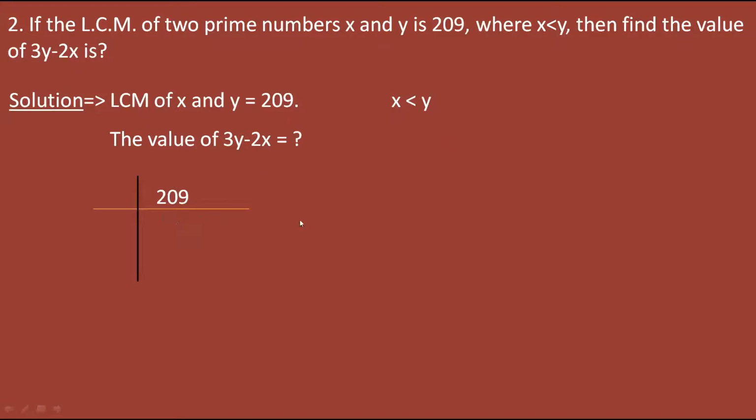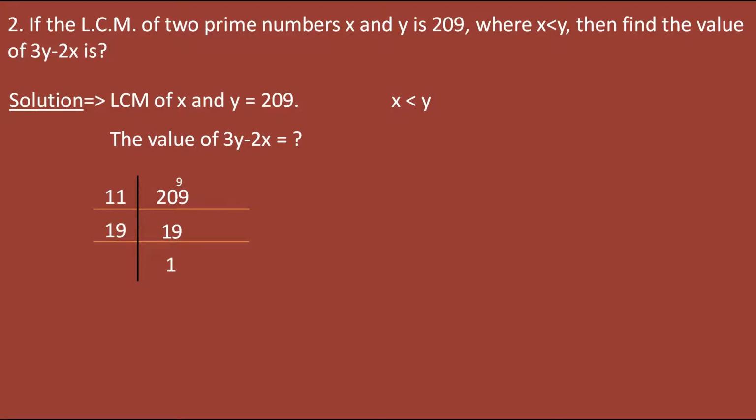This number won't get divided by 2. The sum also is not coming a multiple of 3. So next prime is 5, won't work. Next 7 won't work. So let's divide this by 11. 11 ones are 11. We got 9 as remainder. 11 nines are 99. Now 19 is a prime number, so 19 ones are 19.